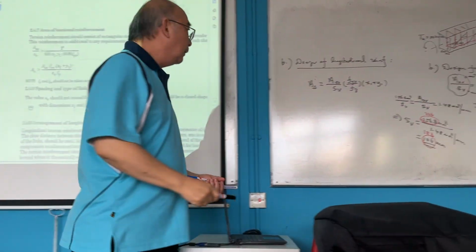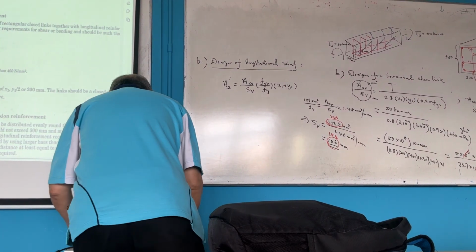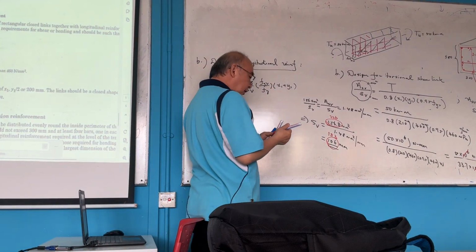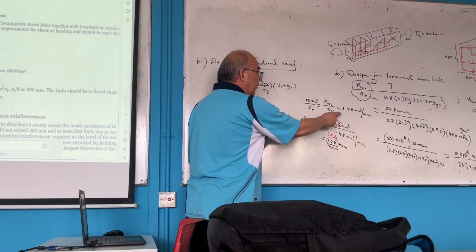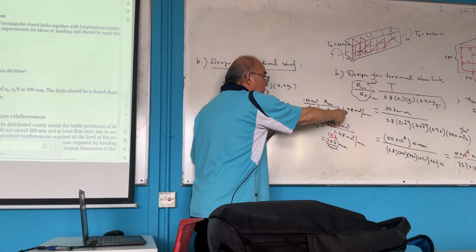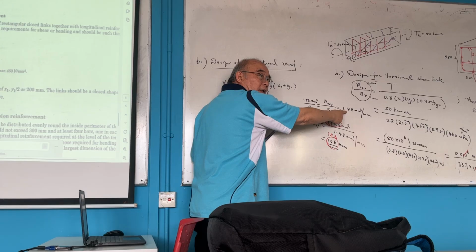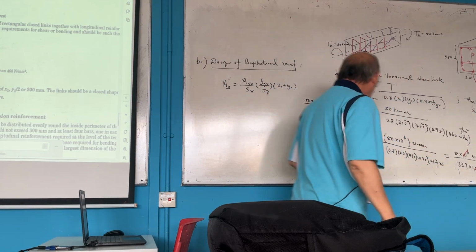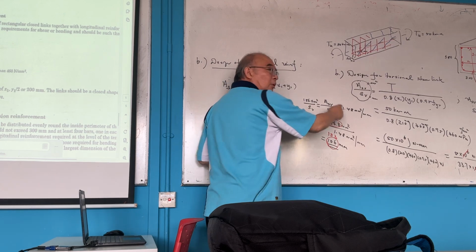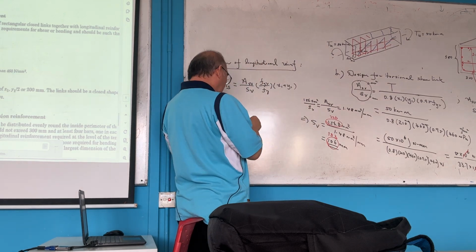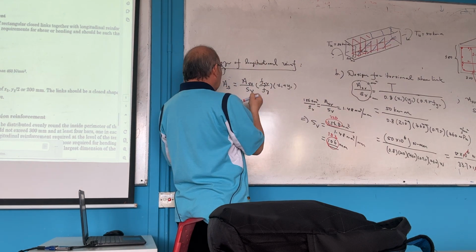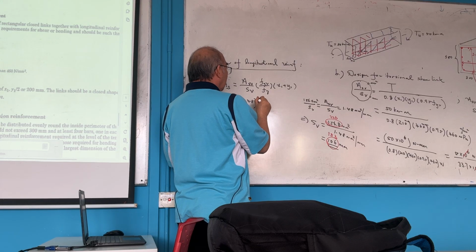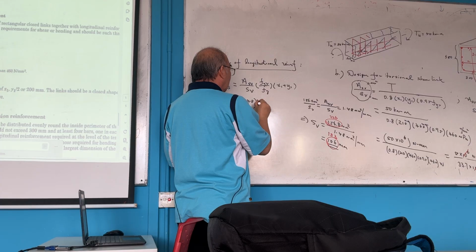Now, this ASV over SV, we already calculated as 1.48. Regardless of whether you use T10 at 106 or T12 at 153, it is still 1.48. So here, this is equal to 1.48 millimeters squared per millimeter.